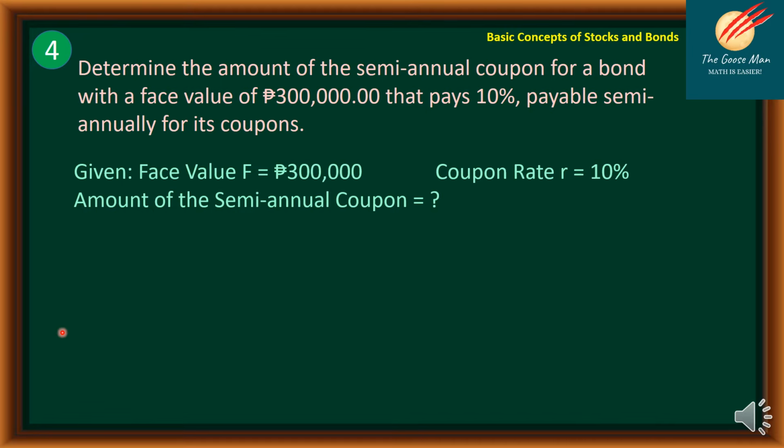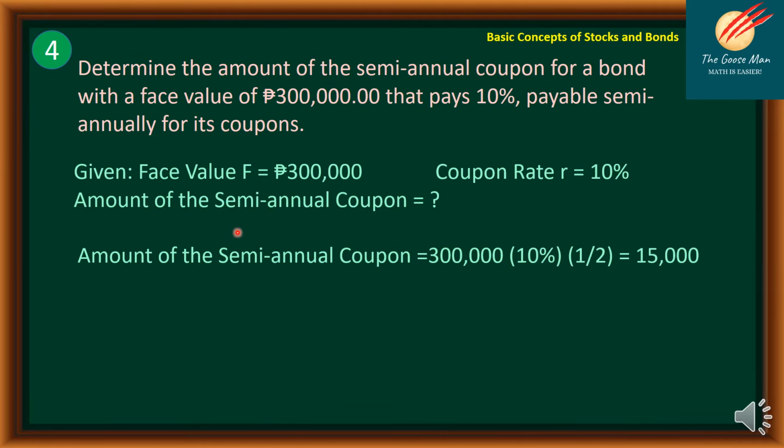So the givens are the following. The face value is 300,000. The coupon rate is equal to 10%. And we want to find out the amount of the semi-annual coupon. So take note that the amount of the semi-annual coupon is 300,000 pesos, that is the face value times the rate times 1 half.